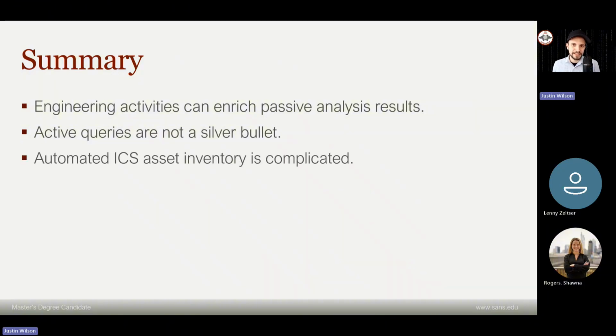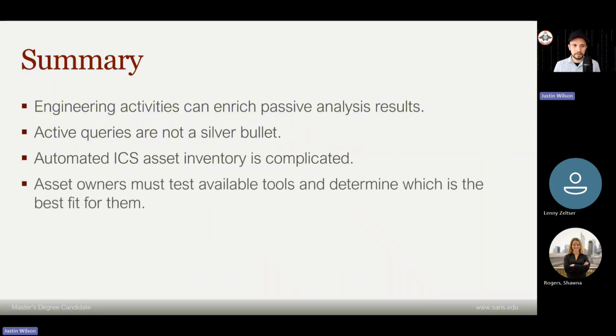And ICS asset inventory, it's a complicated topic. There's a lot to consider. Protocol versions can change from one device family to another, or even within the same device family from one firmware version to another. And if the vendor doesn't support all of these configurations, you may not be able to detect everything passively or actively. So ultimately, asset owners have to do their own due diligence, test the available tools, and compare it against the known inventory and see which tool will work best for their environment.